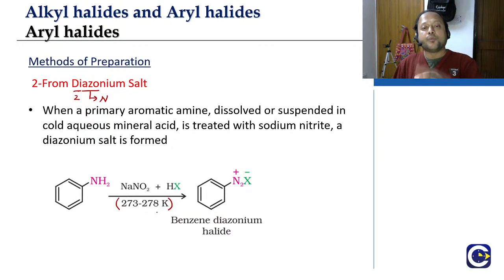Because if you go beyond 278 Kelvin, then in place of this, we have got aqueous condition. So in place of this, we get phenol. So we have to be very careful. We should be careful about maintaining this temperature range. Otherwise, the desired product won't be formed, right?